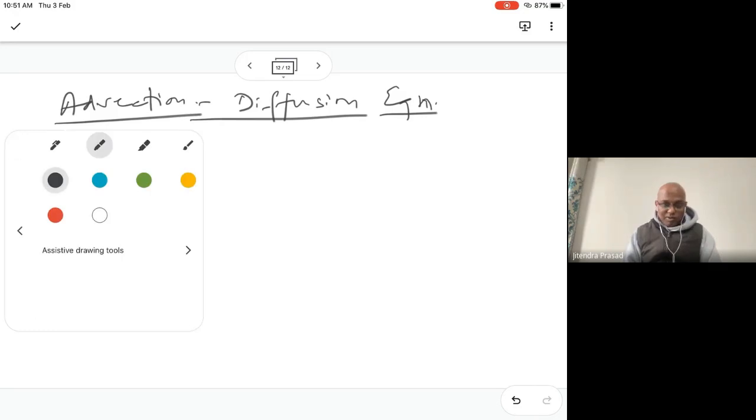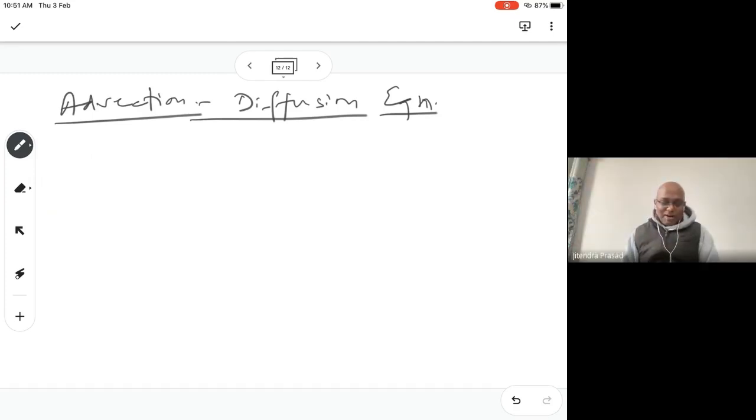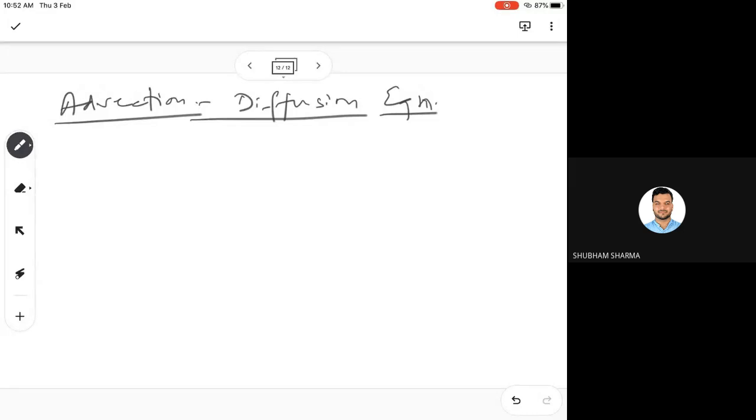Not exactly, but similar to advection. Now advection you will know, right? You are from civil, right? Yes, sir. A little bit. Okay, so you are a little bit from civil.